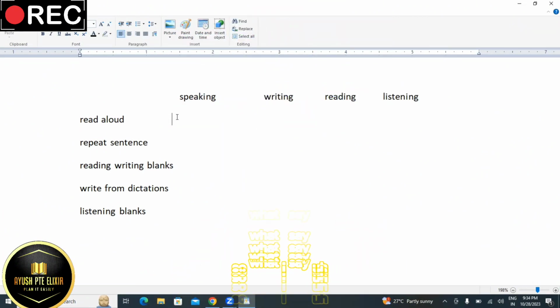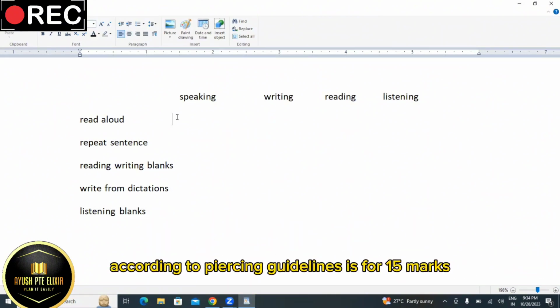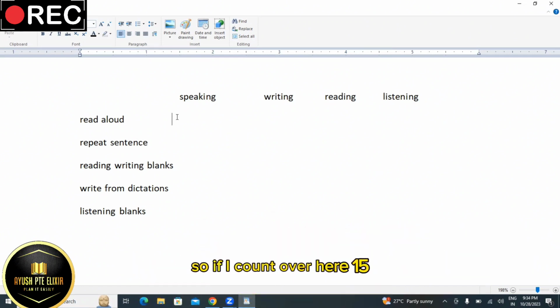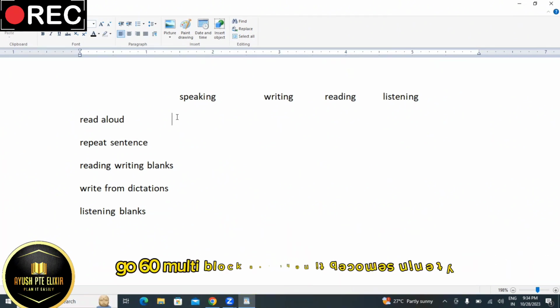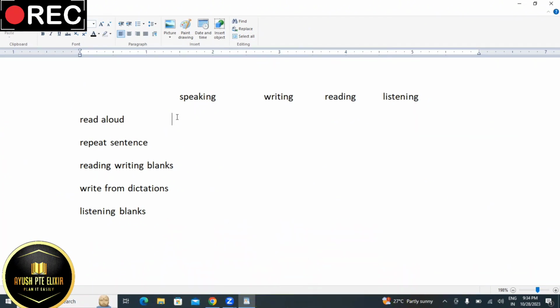So if there are 6 to 8 read alouds in the real exam, and one read aloud, according to Pearson guidelines, is for 15 marks, then 15 multiplied by 6 becomes 90. So 15 times 6 is 90. It means we are getting 90 in just one task.